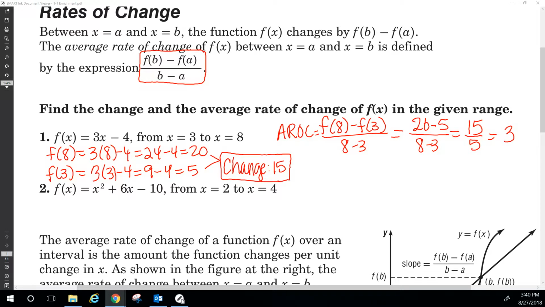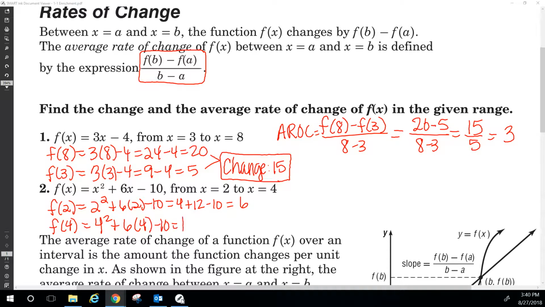Let's look at it when we've got a quadratic. Here we're going from 2 to 4. So f of 2 is going to be 2 squared plus 6 times 2 minus 10. That'd be 4 plus 12 minus 10. 4 plus 12 is 16 minus 10 is 6. And then f of 4 is 4 squared plus 6 times 4 minus 10. That's 16 plus 24, which is 40, minus 10 would be 30.